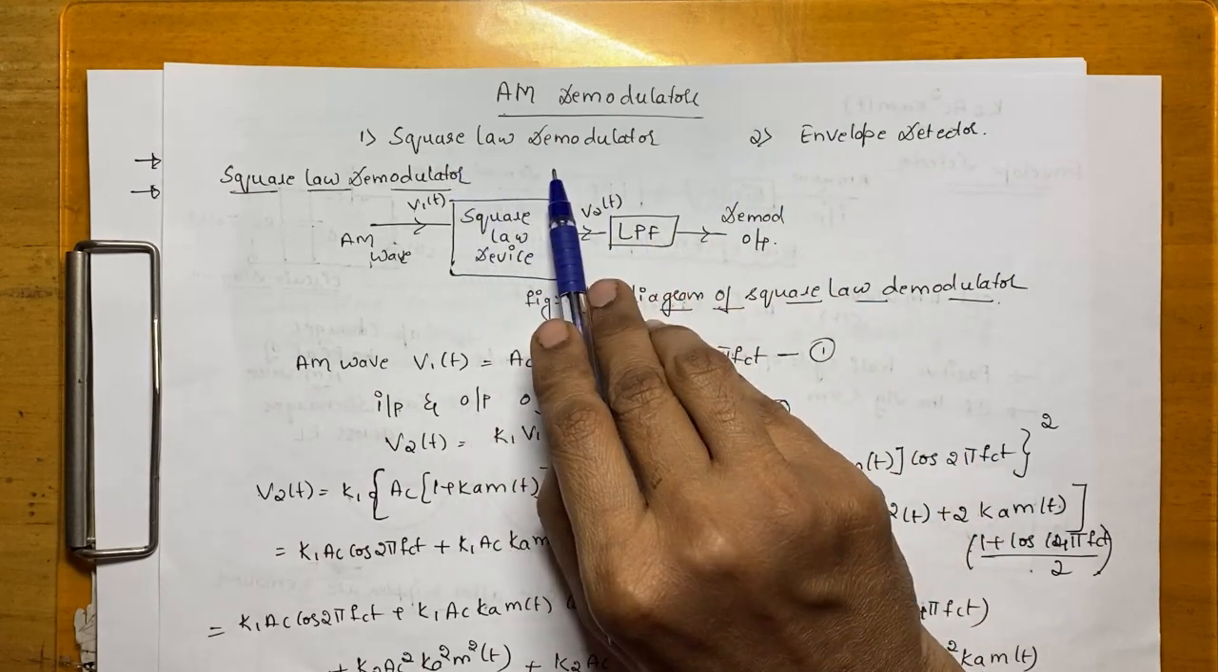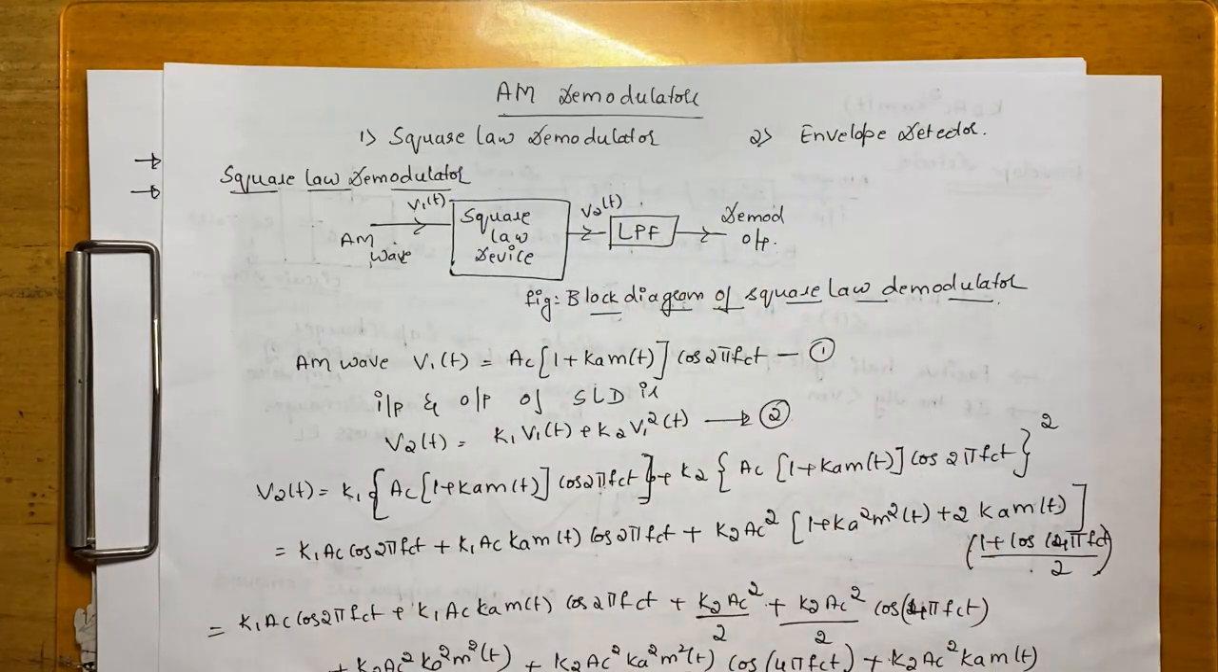To retrieve that message signal or the original signal, there are two types of demodulators. First one is the square law demodulator and the next one is the envelope detector. We'll see them one by one. The first one, square law demodulator.